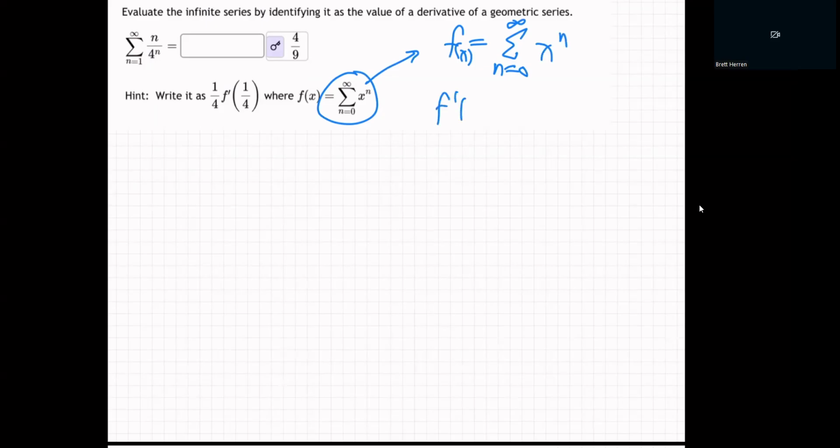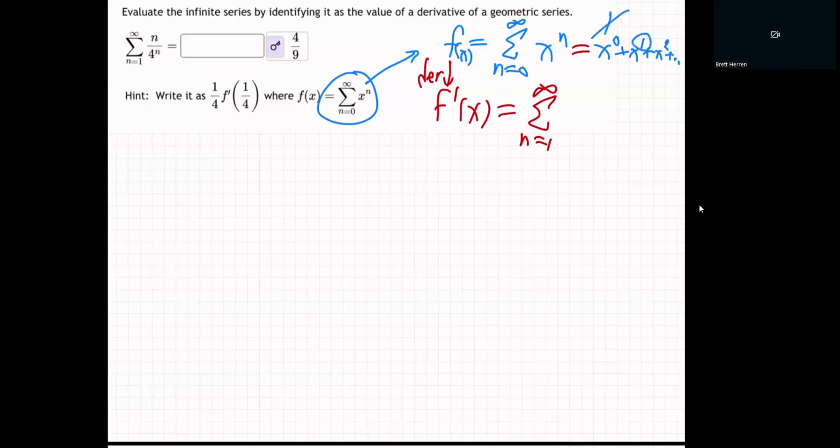And if we take the derivative, what do we get? Well, it goes to 1. Whenever you do the derivative, you lose the first term, right? You go from 0 to 1 because of the first constant. If you plug in 0 here, this is x to the 0 plus x to the 1 plus x to the 2, and so on. And x to the 0 is just 1. So when you take the derivative, that goes away, and we're starting at 1 now.